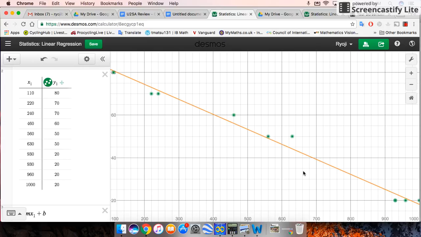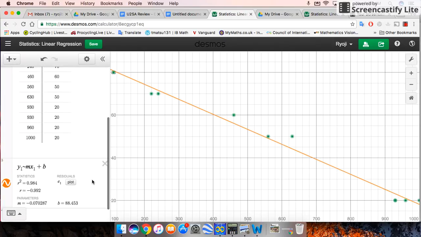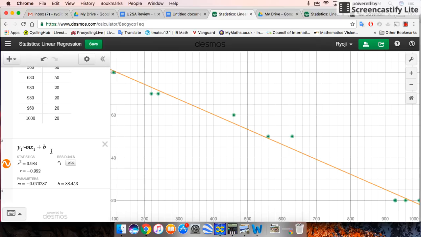So now we see our entire graph, right? We see our regression line. Our regression line obviously is decreasing. So that means that the slope is negative. And then just to confirm, Desmos also gives us the regression. It gives us the R value negative 0.992, which is the same as the graphing calculator. It gives us the slope is negative 0.070, and the y-intercept is 88.